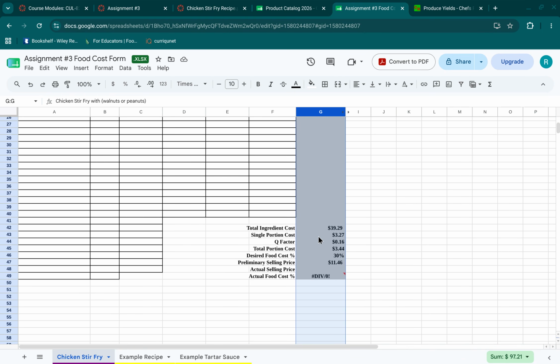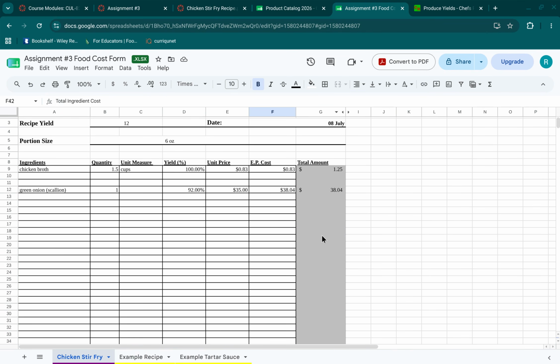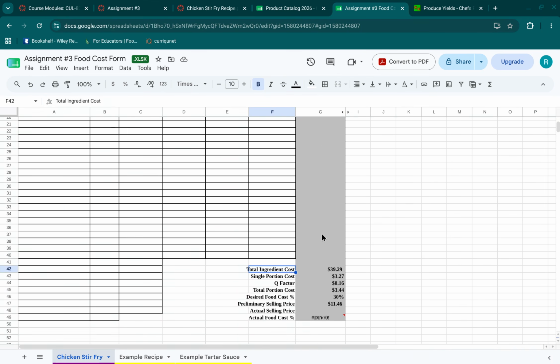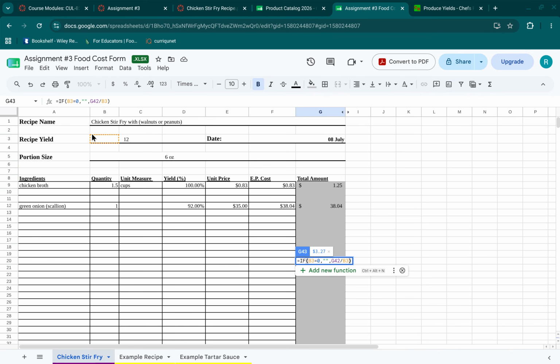Okay, now at the bottom, remember our total ingredient cost is adding up all of our ingredients here. So you guys are going to have more to fill out. In total, let's just look at this hypothetically. You're looking at it costs you $39.29 to make this recipe of chicken stir fry. This is where the recipe yield number comes back in. So let's double check that. So there's that formula there. It's taking this cell G42 dividing by our cell up here.